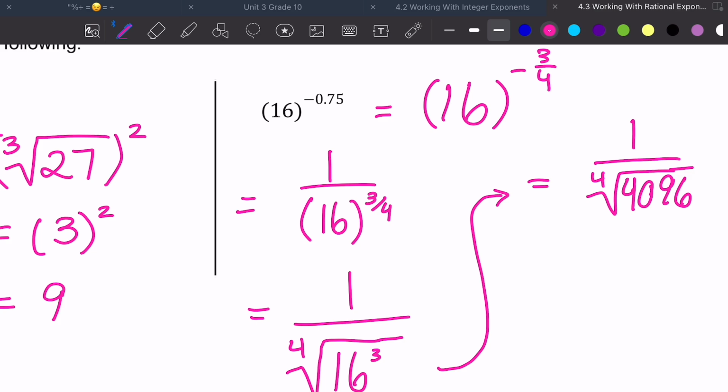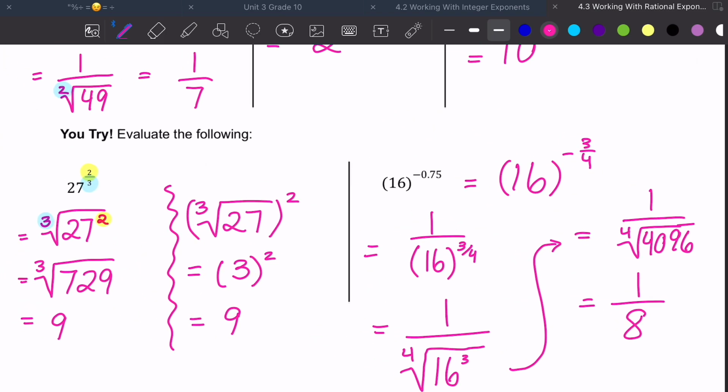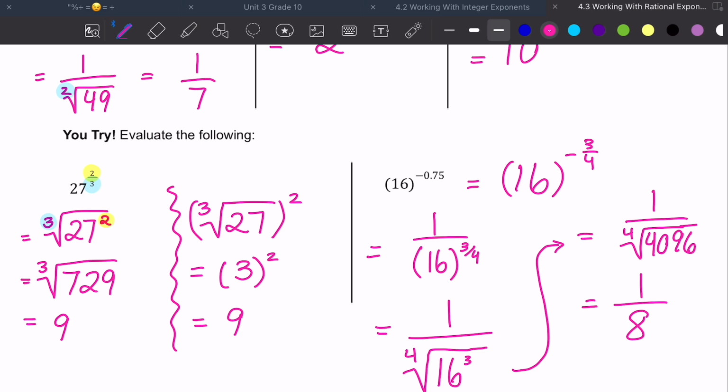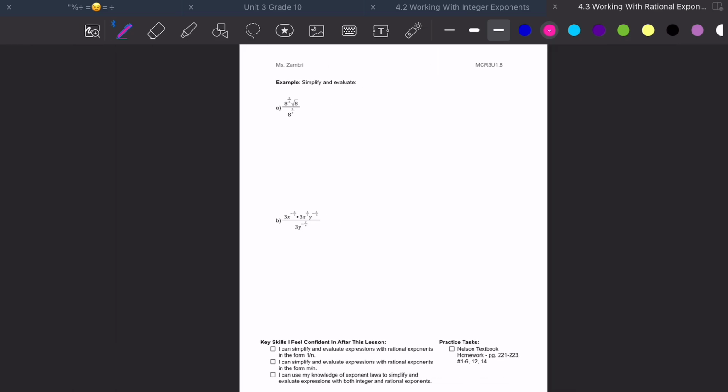And then the 4th root of 4,096. We get 1 over 8. Because it's negative, we put it in the denominator. There we go. That's it.